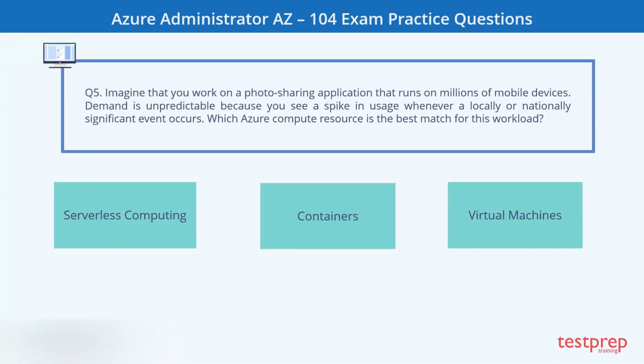Question 5. Imagine that you work on a photo sharing application that runs on millions of mobile devices. Demand is unpredictable because you see a spike in usage whenever a locally or nationally significant event occurs. Which Azure compute resource is the best match for this workload? 1. Serverless computing. 2. Containers. 3. Virtual machines. The correct answer is 1. Serverless computing.